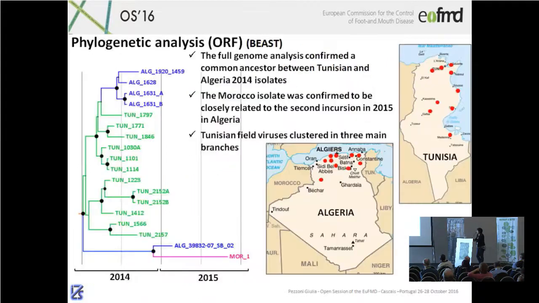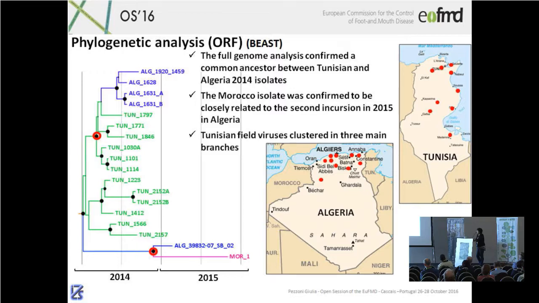We performed also a phylogenetic analysis based on the whole polyprotein coding region. This analysis confirmed that a unique common ancestor was present between all the Algerian isolates of 2014 and the Tunisian isolates. And also that the Moroccan isolate was closely related to the second introduction in Algeria in 2015. And with this analysis, we evidenced that in Tunisia, the viruses evolved in 3 main branches.